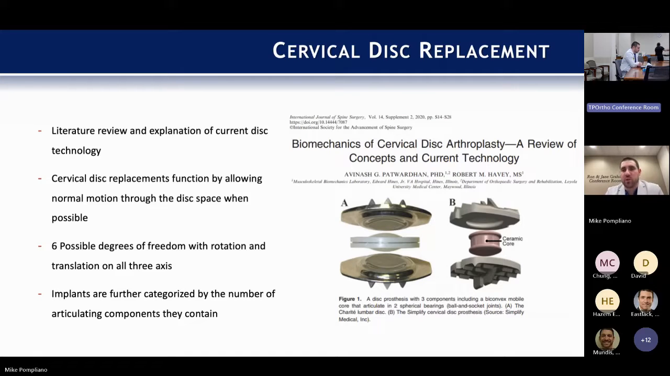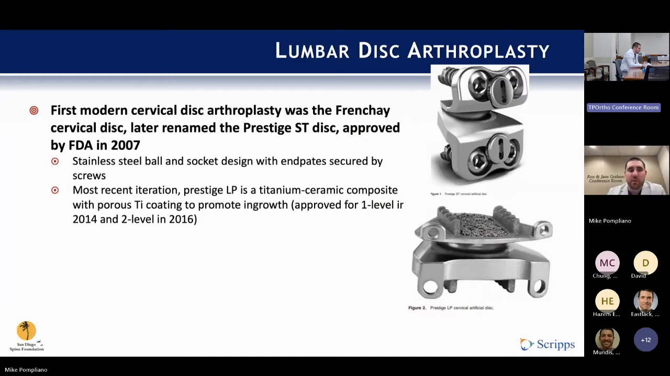Moving on to disc arthroplasty. So starting with cervical disc replacement, essentially, this is a brief overview of different implant designs. The goal of arthroplasty, obviously, is to maintain normal motion through the disc space if possible. Primarily, these implants have 6 degrees of freedom with rotation and translation in all 3 axes. And then they can be characterized by how many different components they have, which we'll get to on the next slide.